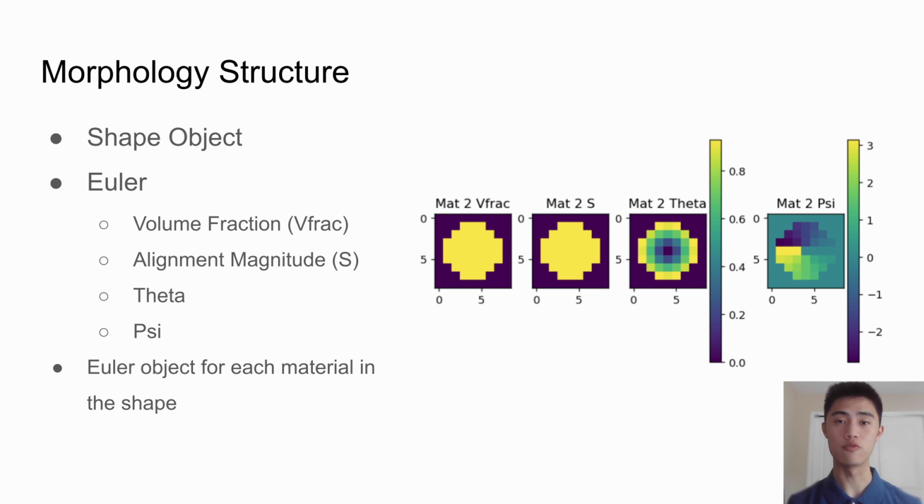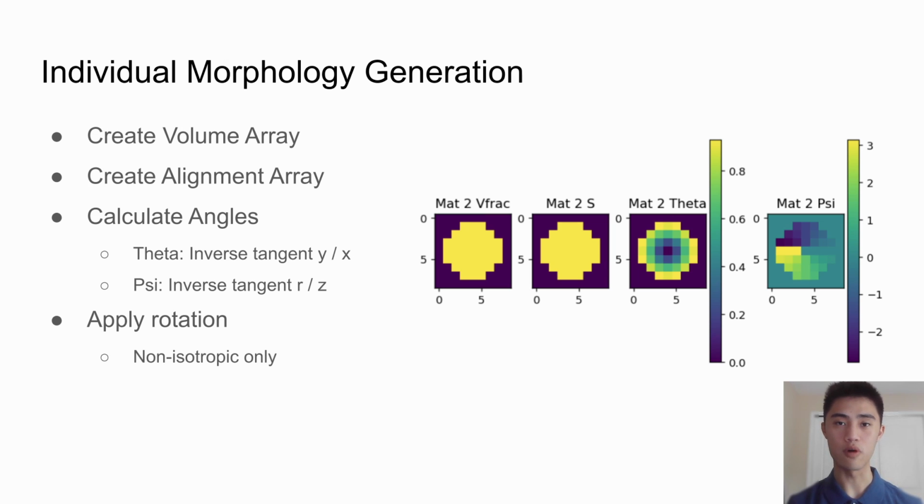The library abstracts morphologies into shape objects, which are containers for Euler parameters defined for each present material number. The Euler format has 4 parameters. Volume fraction defines whether there is volume, either 0 or 1. Aligned magnitude represents the alignment magnitude on a scale from 0 to 1. Theta is the angle of rotation about the y-axis, and psi is the rotation about the z-axis. Each material in a total morphology will have these 4 Euler parameters. For example, a certain z-axis slice of a sphere made out of material 2 would look like the image on the right.